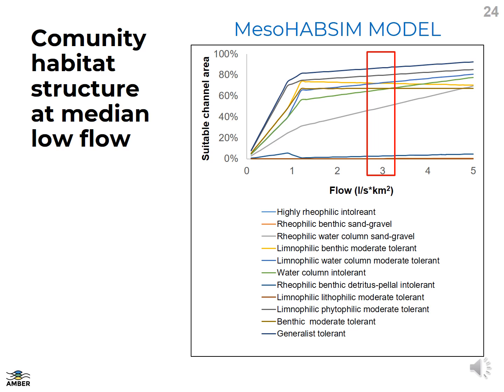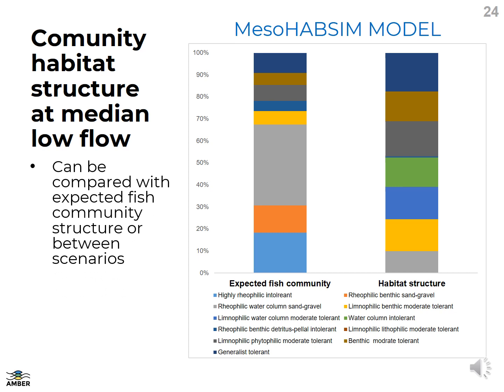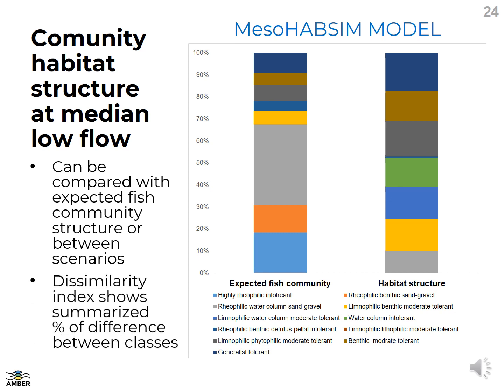The area under the curves occurring at the median flow, so flow that happens most of the time, is then used to create a habitat structure plot like the one to the right, representing the proportions of channel area that is suitable habitat for each guild. This habitat structure can be compared with community structure, for example, or with habitat structure of a different scenario, and we developed dissimilarity indices that tell us how much those two structures differ from each other. And this is already a first metric for our restoration alternative analysis diagram, the one that goes on the y-axis.